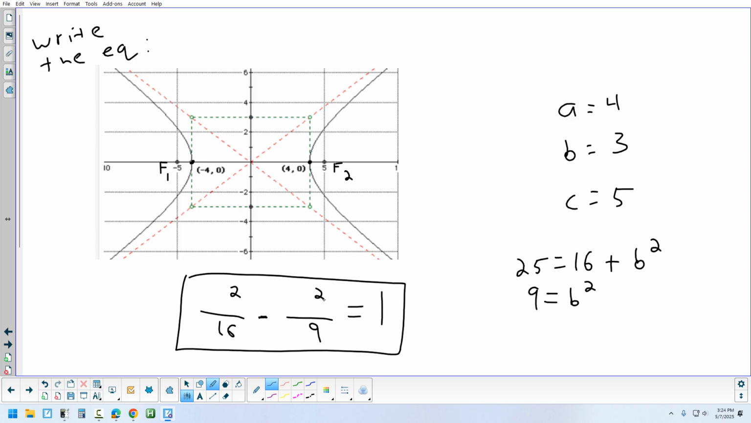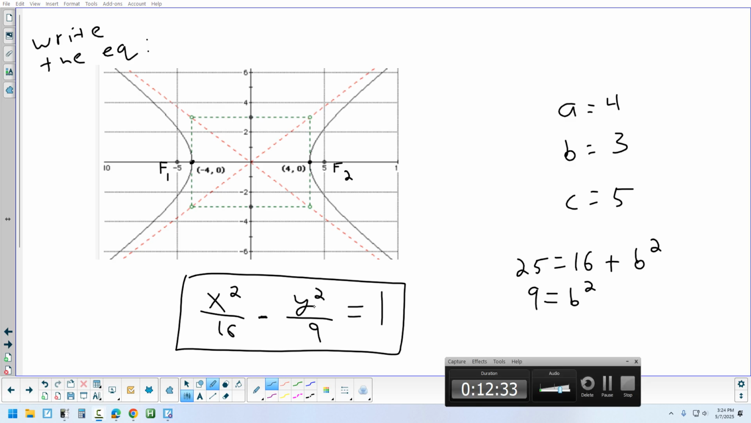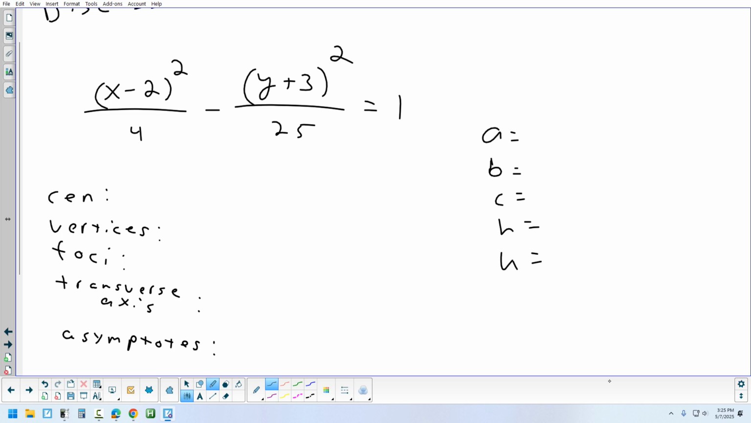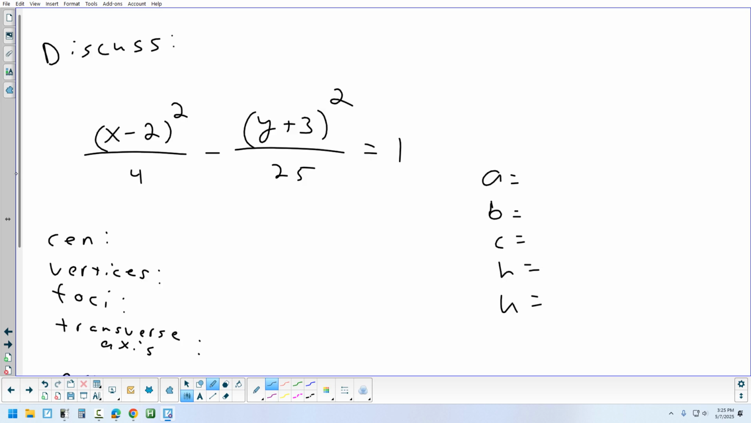Horizontal. It goes horizontal, which means you want which letter to be the one that's in front to make it positive? X. Yeah, you want x in front, and you want the negative in front of the y. And that's the equation of that hyperbola. Any questions on that? Okay.